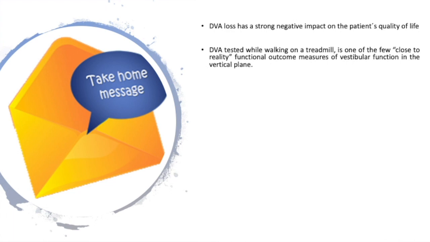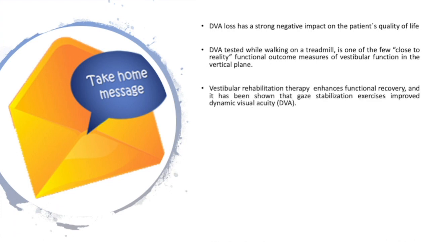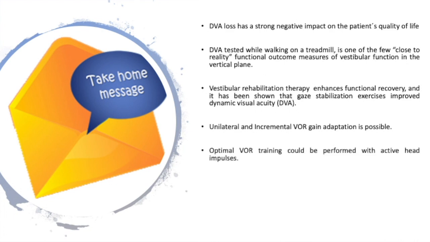DVA testing while working on training is one of the few close to reality functional measures of vestibular function in the vertical plane. There is enough evidence that vestibular rehabilitation therapy enhances functional recovery, and it has been shown that gaze stabilization exercises improve dynamic visual acuity, or DVA. Also, we have seen unilateral and incremental VOR gain adaptation is possible in humans, but randomized controlled studies are needed. Optimal VOR training could be performed with active head impulses.